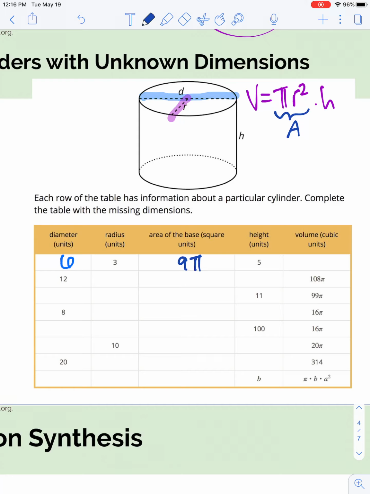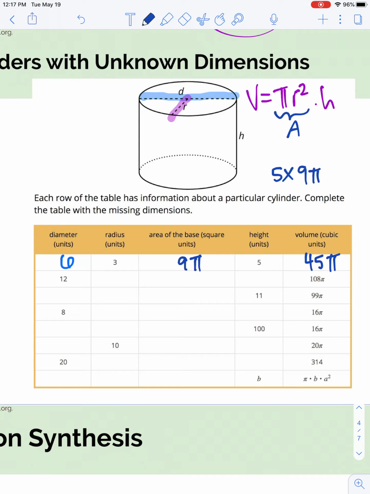Okay, the last thing is the volume of the whole thing. So volume is the height, which they give us, which is 5. So I'm just going to multiply 5 by the area, I guess. So you're going to go 5 times 9 pi. So that should be 45 pi. Like that.